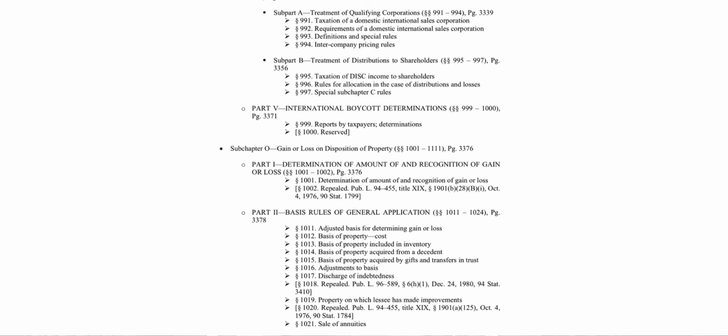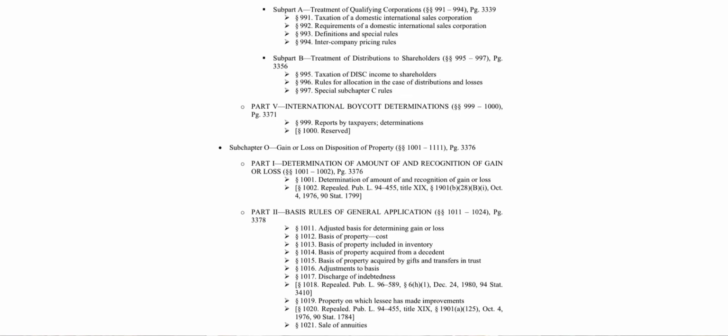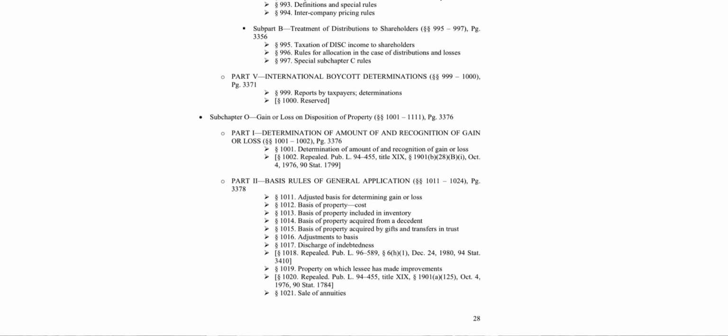That's the next one. Subchapter O, gain or loss from disposition of property. So you might not think to come here, but let's just read the parts. Determination of amount of and recognition of gain or loss, and then basis rules. Look at that. 1015, basis of property acquired by gifts and transfers in trusts. Boom. So if you found the 61 and 102, that's a great job.